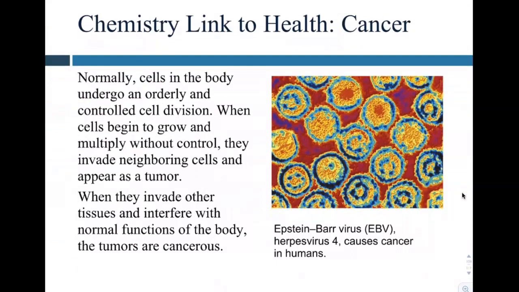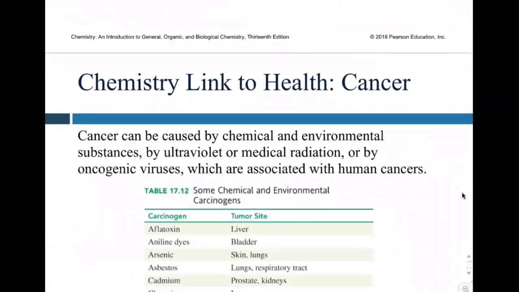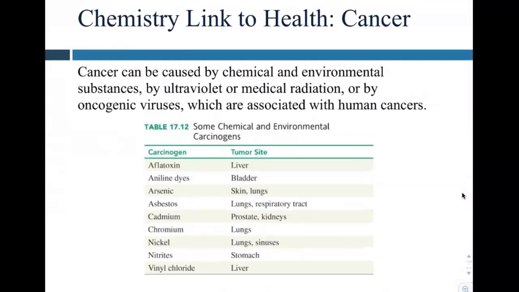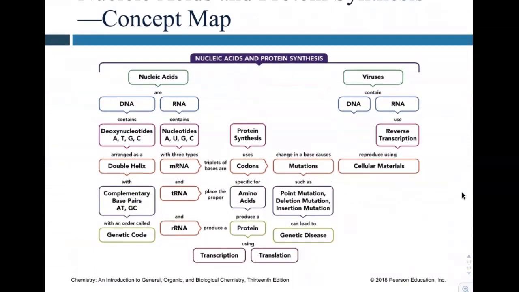And so if you have cells that continue to grow without control, then you can have cancer being caused. There are tumors that are non-cancerous and that are cancerous. You can get rid of those by radiation and other treatments. There are carcinogens in the chemical environment, so like asbestos is not very great, so you should probably stay away from that. And then here's your concept map for Chapter 17.